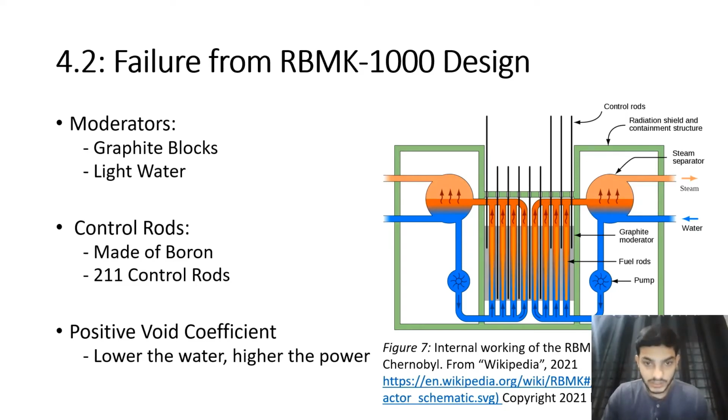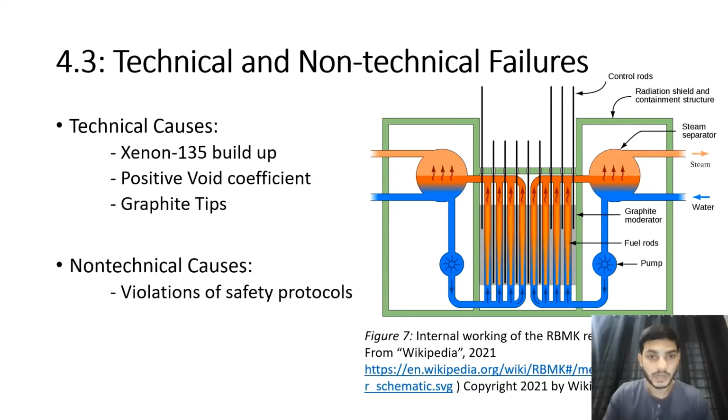This is to keep the reactor more stable. But in positive void coefficient, when the water level in the reactor decreased, the power level would rise. This made the reactor unsafe as it could go out of control. So, what happened that night?